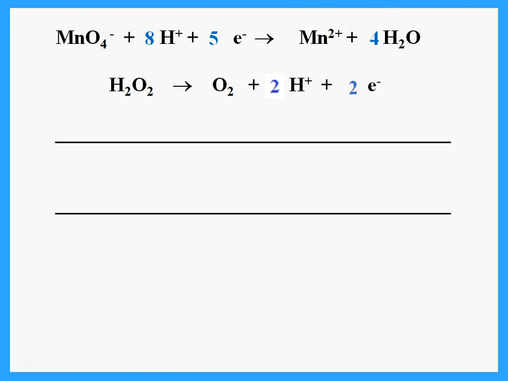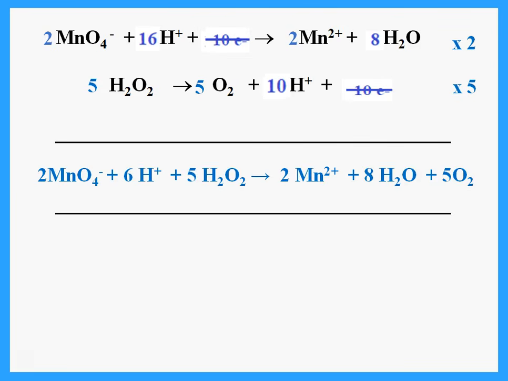I need to multiply each equation by something to make the number of electrons the same. So what can I do? I can multiply the lower one with 5. So that would mean that I have all of this multiplied by 5, and I end up with 10 electrons. And I can multiply the one on top by 2, so that I have all of these, and I have 10 electrons. Now I can cancel the electrons on both sides of the arrow, add up everything.